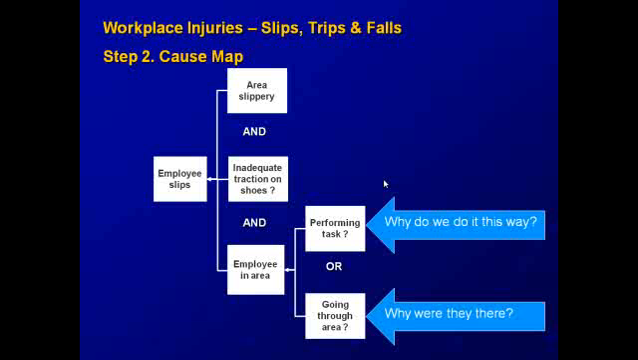The employee in the area is something that came up in one of our previous cause maps. And so what we need to look at here is if the employee is performing a task, why is it done that way that could result in personnel injury? And if the employee is going through the area, why were they there, and is this appropriate?